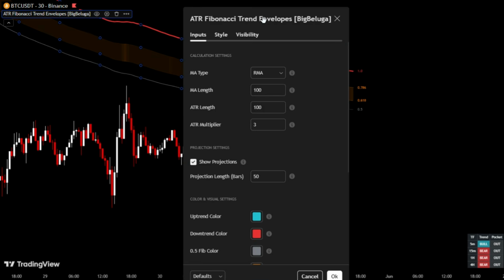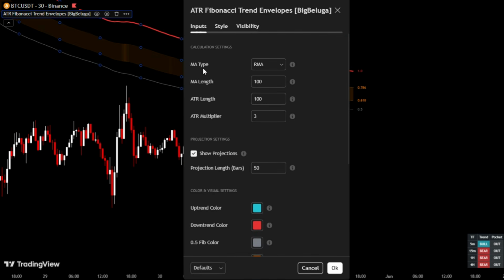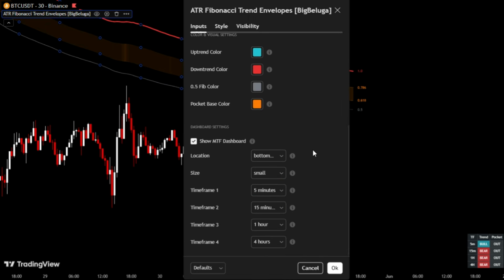Double-click on the indicator to open the settings. Under the Inputs tab, you'll see several options that control how the indicator behaves. These settings can be adjusted depending on the asset and timeframe you're analyzing. Different markets can respond differently. Below that, you'll find additional settings. One interesting thing about this indicator is that it's built around the multi-timeframe framework. It pulls data from 4 different timeframes to help provide a broader view of market conditions.